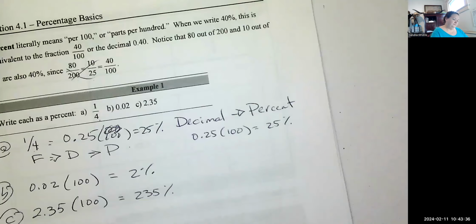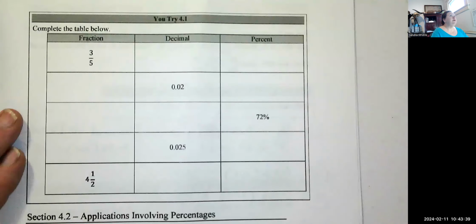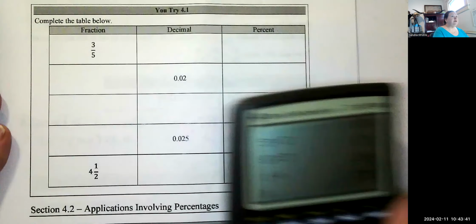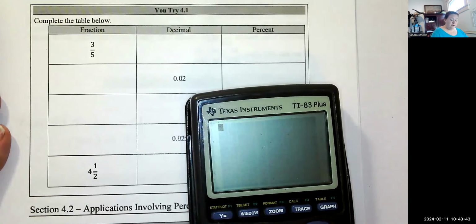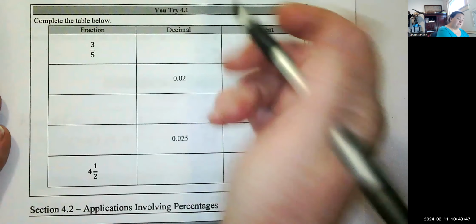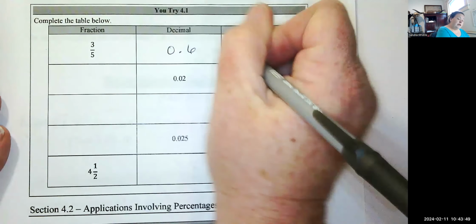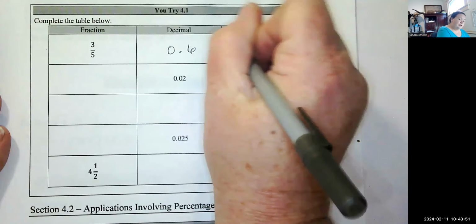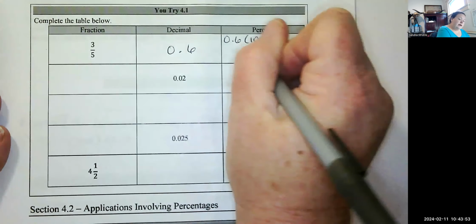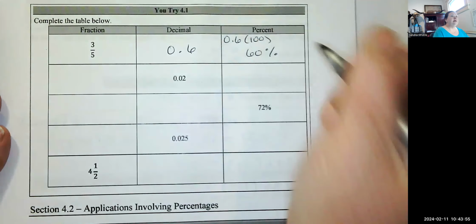That's it. All right, I know this is a you try, but I want to go over this just to make sure you understand it. So the first one's a fraction, and that's 3/5. I'm putting that in the calculator. I get 0.6 for a decimal. Now to change it to a percent, I just take that 0.6 times 100, and I get 60, and add the percent sign.